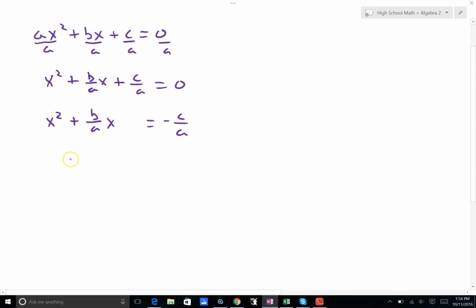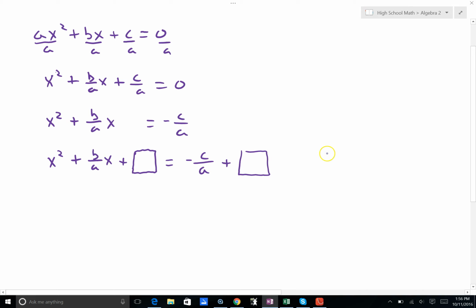Alright, I want to add in my box number, which will make my trinomial on the left a perfect square trinomial. So, x squared plus b divided by a times x. So now adding in my box number: box on the left, minus c over a, box on the right. What goes in the box? Well, it's half of this number squared.